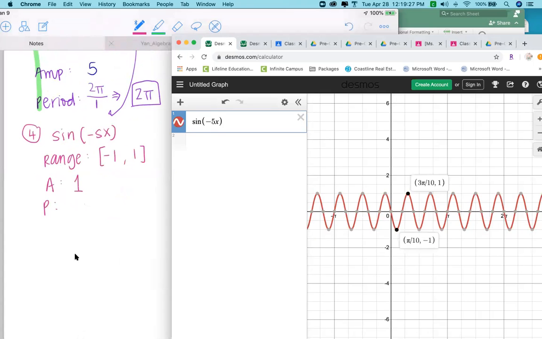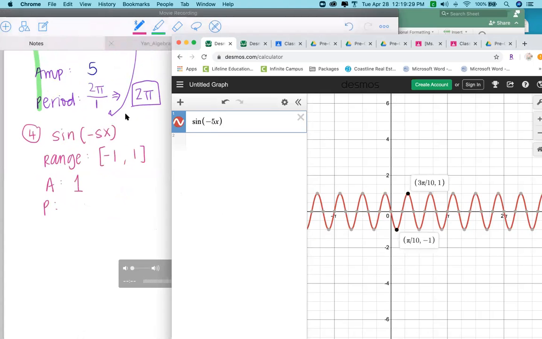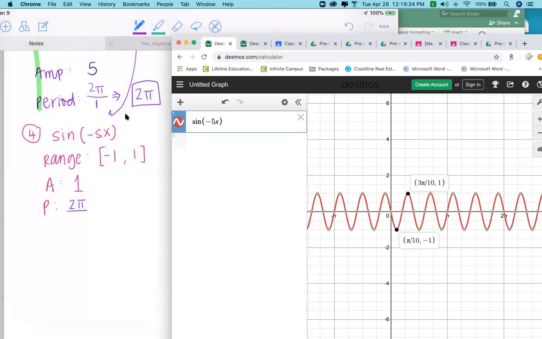Okay, period. Period, this one is a little bit different now. Again, we go 2 pi over whatever number is next to x, and I take that number to the bottom, which is negative 5. I can't do anything to 2 pi over negative 5, so it'll just be 2 pi over negative 5. But since we're talking about a cycle, it has to be a positive number. So it's just 2 pi over 5. You can take the absolute value of that, which is 2 pi over 5.